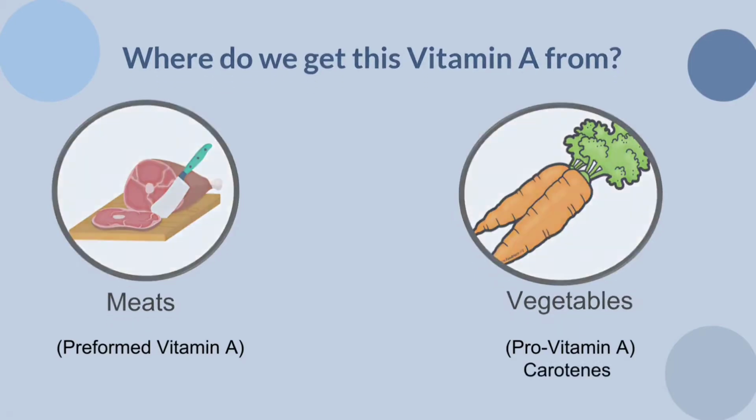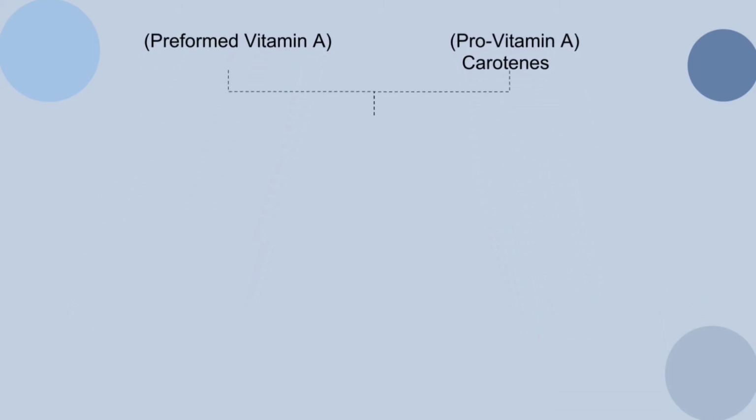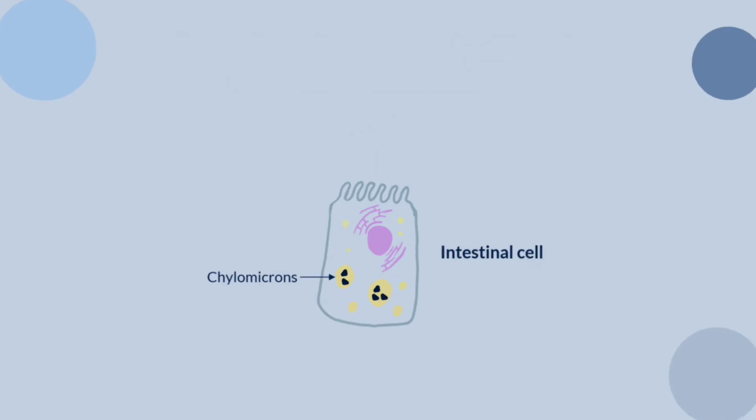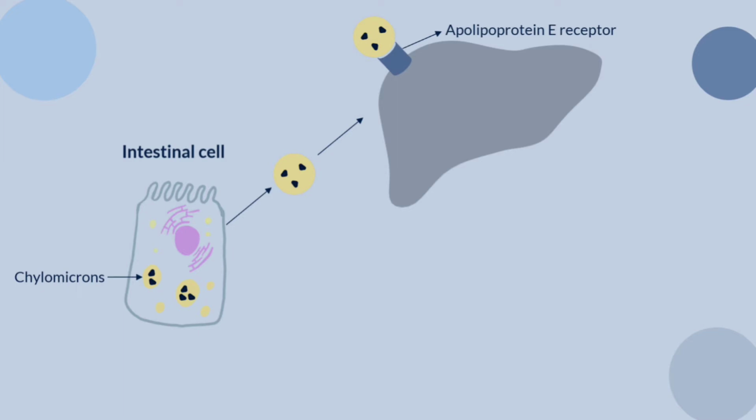When we ingest these vitamins, they reach the intestine as retinol. This retinol is then absorbed by the intestinal cells and incorporated into the chylomicrons. This chylomicron containing retinol reaches the liver and is absorbed by the liver by binding to a receptor known as apolipoprotein E receptor. Within the liver, the retinol is converted into retinyl ester and stored in Ito cells.